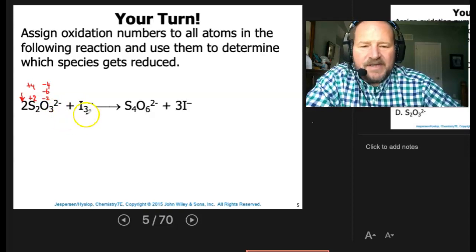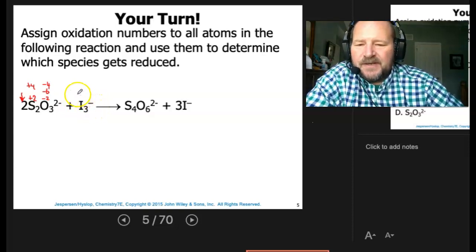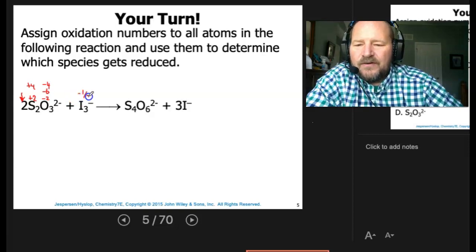Now I3-, this is not its elemental state. It is an overall -1 charge, which means this is going to be what? -1/3. Okay.